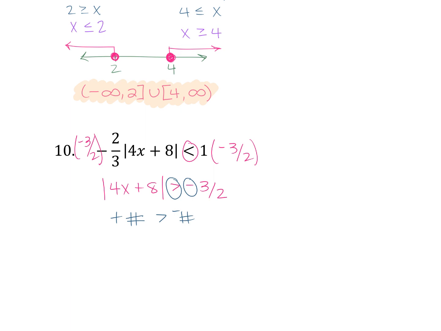This case would always be true. So since it's always true, it's going to be all real numbers. So if you remember to write that in interval notation, it would go from negative infinity to positive infinity.